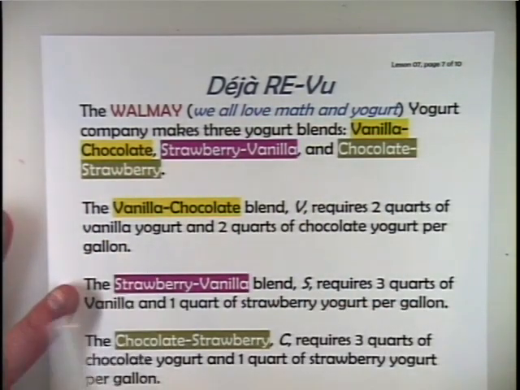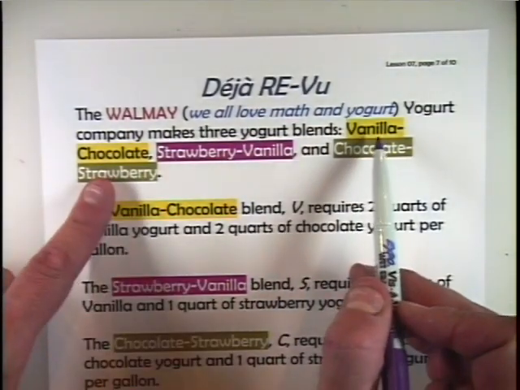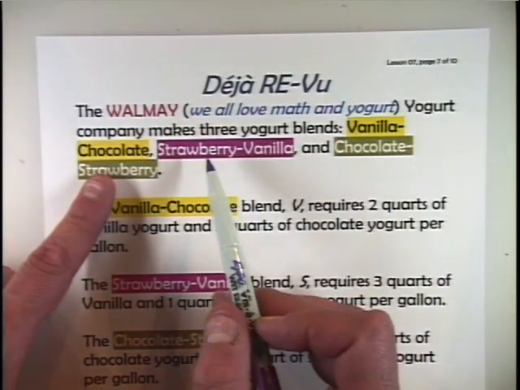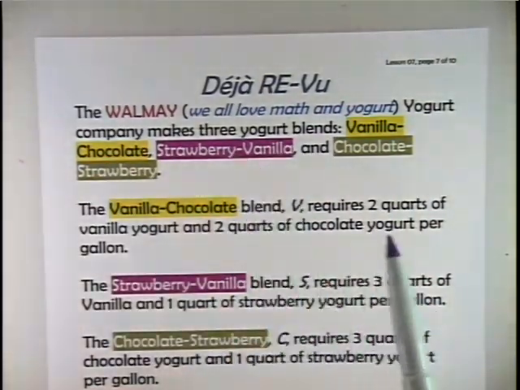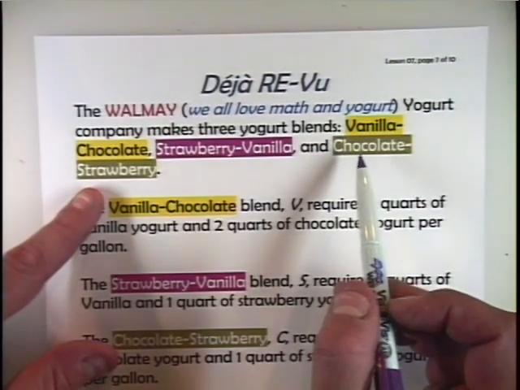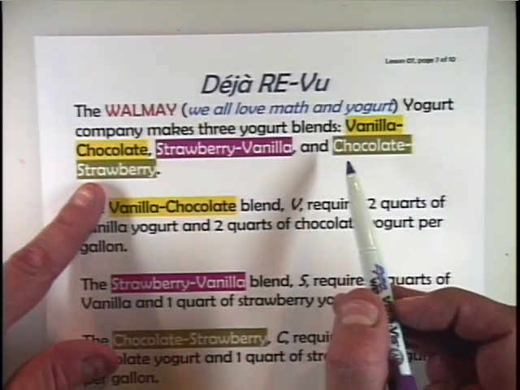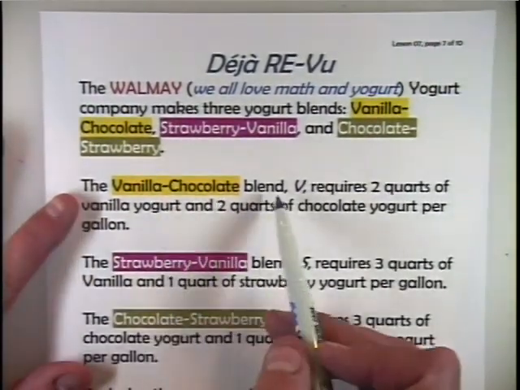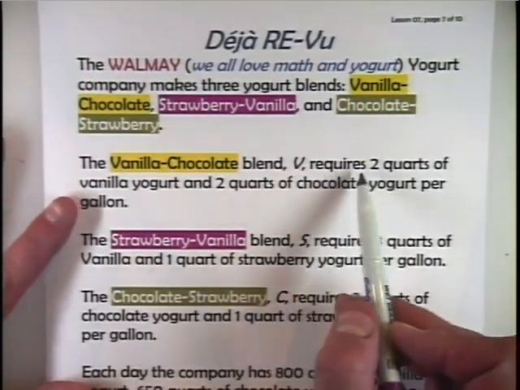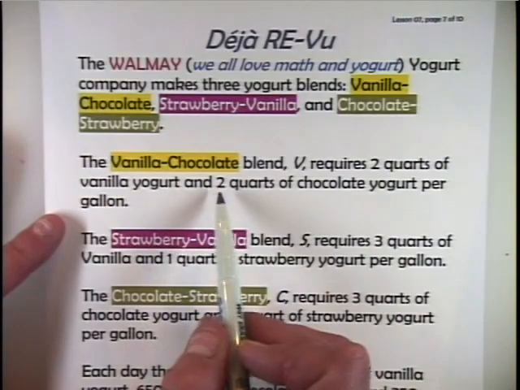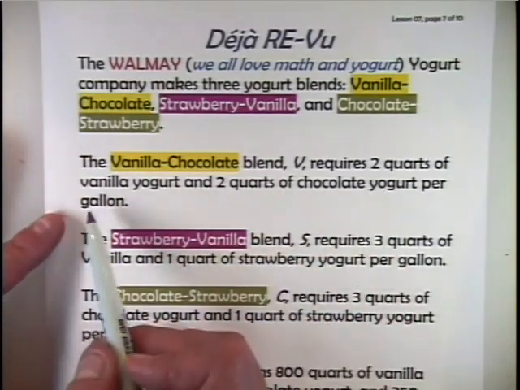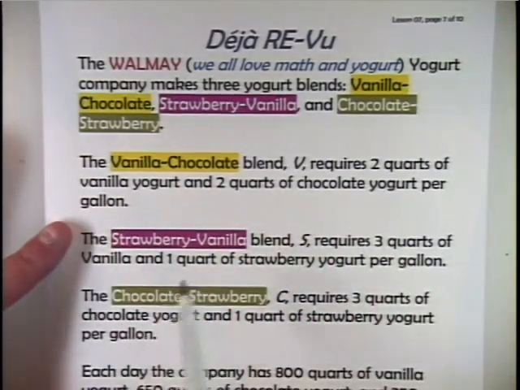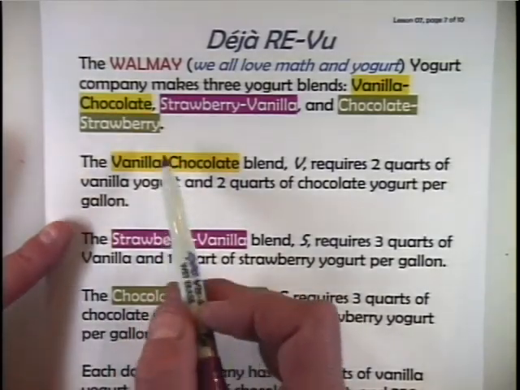They're going to sell yogurt blends, 3 to be precise. They're going to sell a vanilla chocolate blend, a strawberry vanilla blend, and a chocolate strawberry blend. Not my favorite, but they make it. I have the option. Now the vanilla chocolate blend we're going to see requires 2 quarts of vanilla yogurt and 2 quarts of chocolate yogurt to make 1 gallon. 4 quarts in a gallon, right? So 2 vanilla, 2 chocolate, it's an even mix.